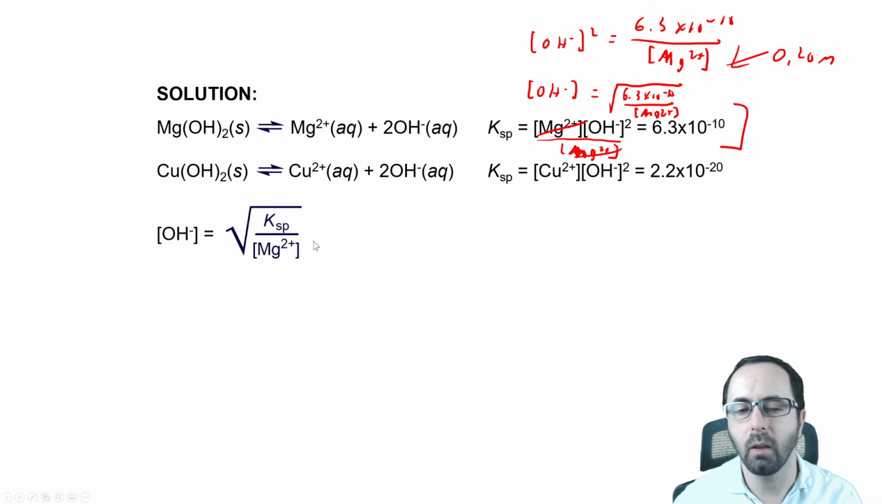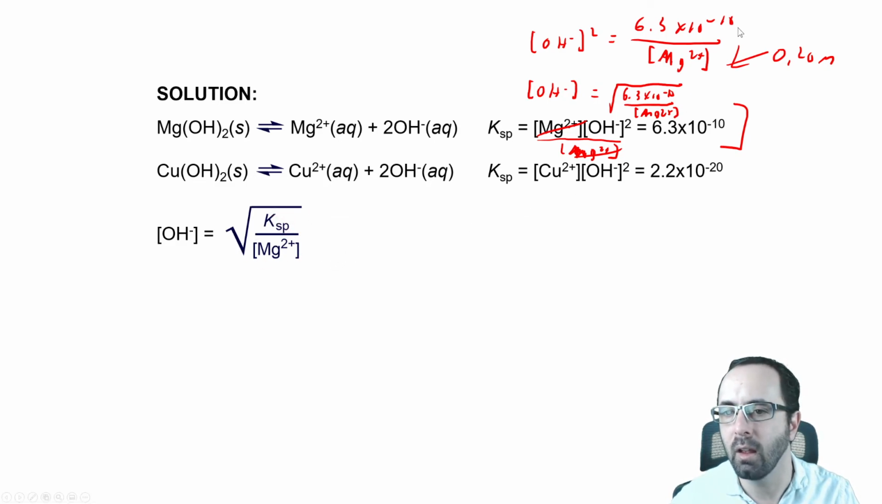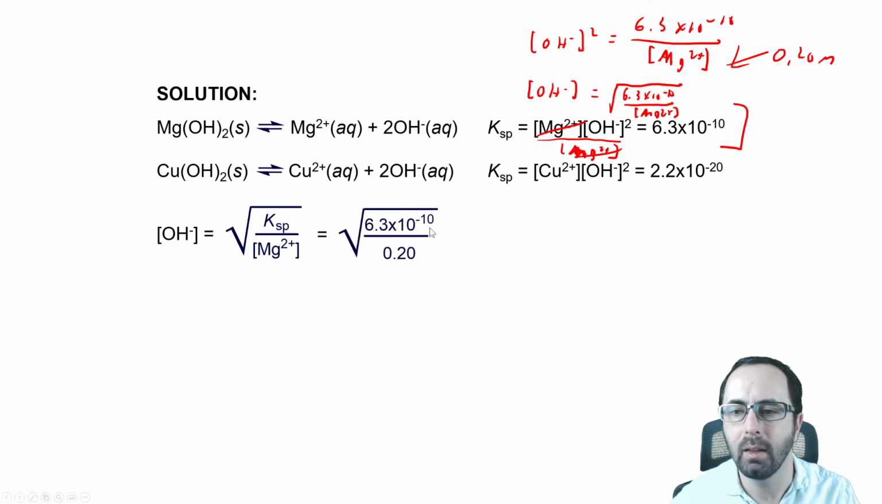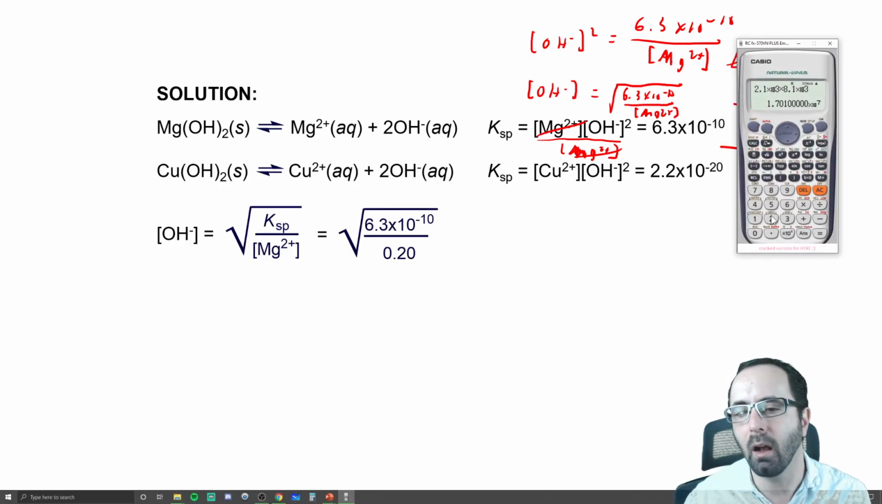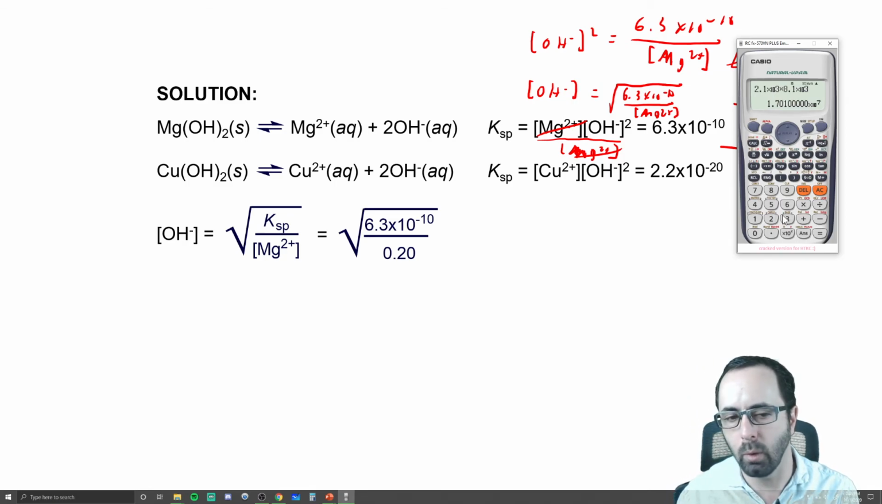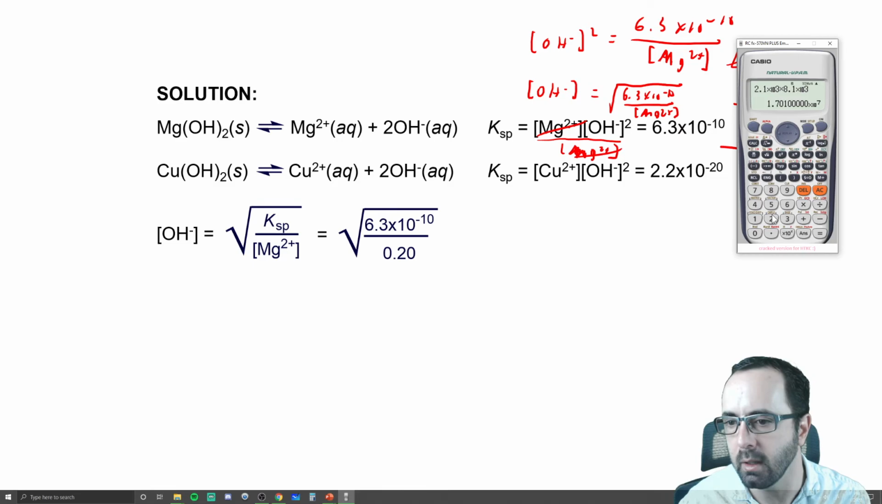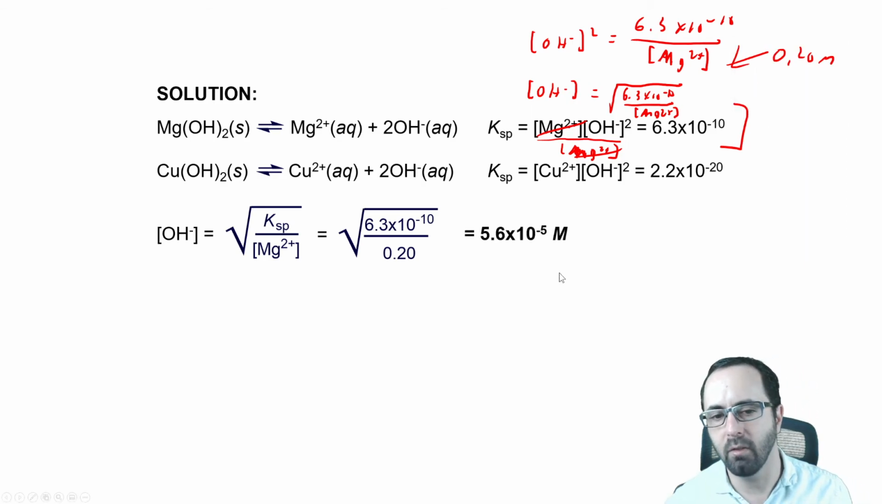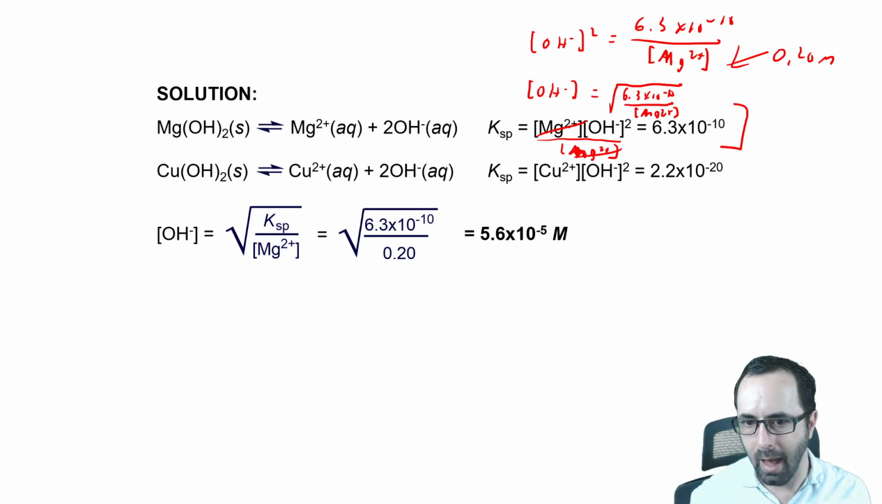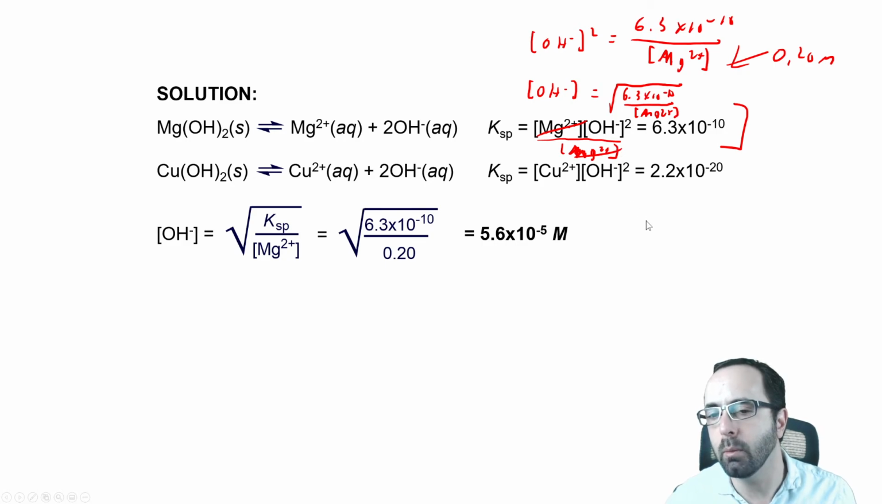So hydroxide concentration is going to be the square root of the KSP divided by the magnesium concentration. The KSP was 6.3 times 10 to the minus 10, and the magnesium ion concentration was 0.2 molar. So let's calculate that now. The hydroxide concentration at perfect equilibrium, when just the right amount of solid has been added, the equilibrium amount of solid has dissolved, so none will precipitate. It will be 6.3 times 10 to the minus 10 divided by 0.2, and we're going to take the square root of that, and we get that at equilibrium the concentration of hydroxide is 5.6 times 10 to the minus 5 molar.